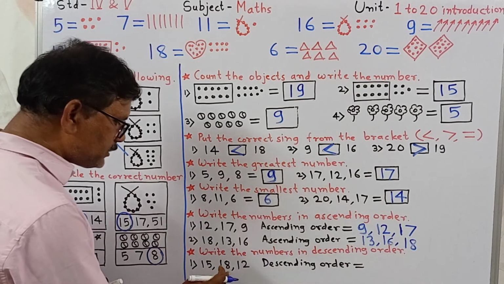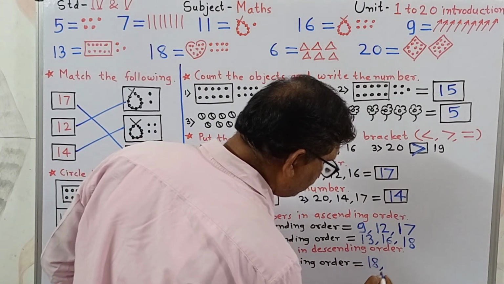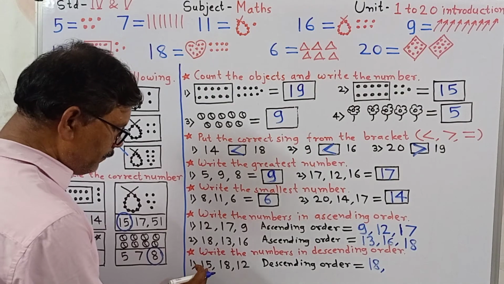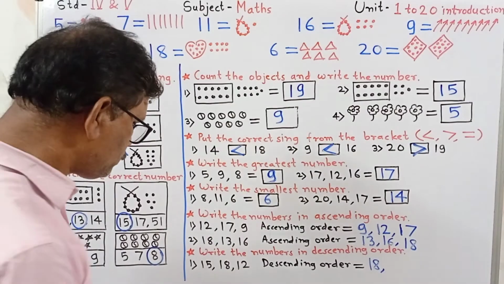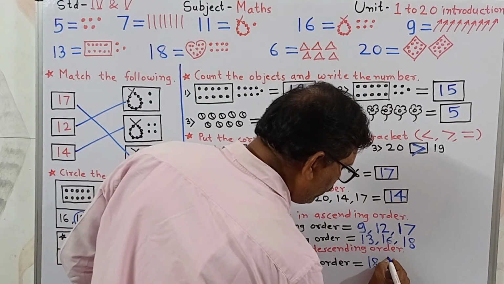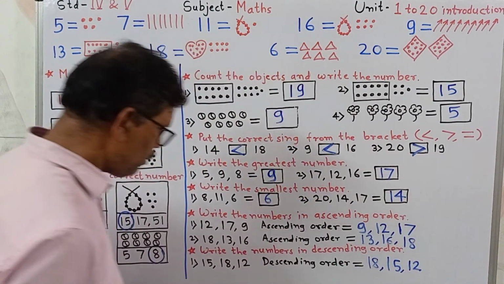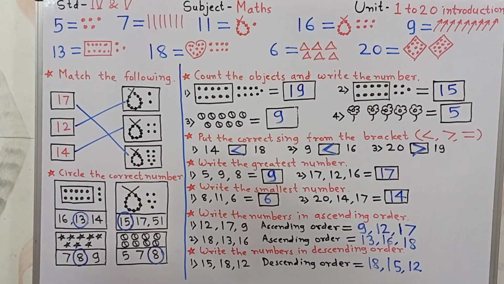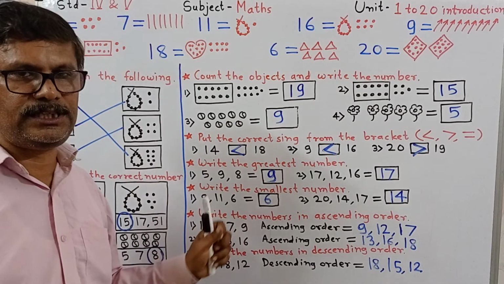So which is the greatest number? 18. So we must write here first 18 and afterwards 15 and 12. So 12 is the smallest. So write here 15 and the last the smallest number 12. By this method we solve this type of question easily.